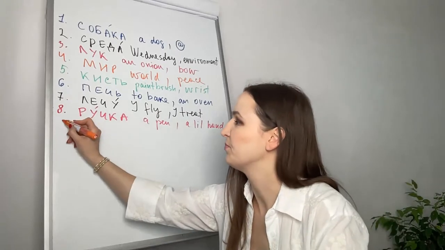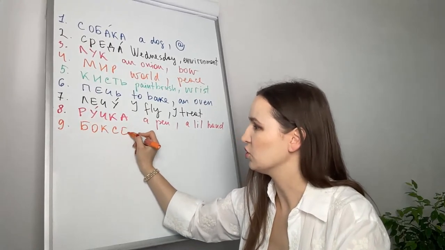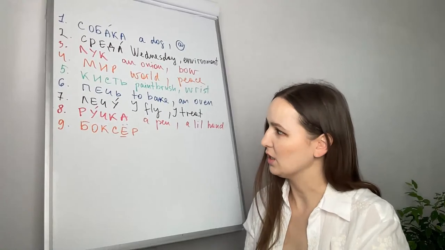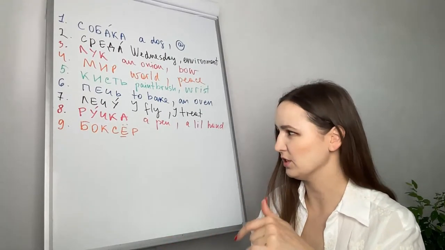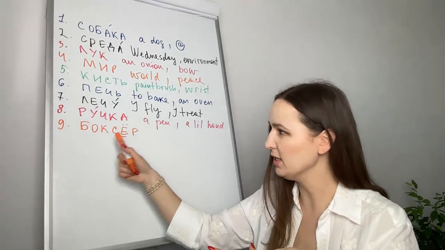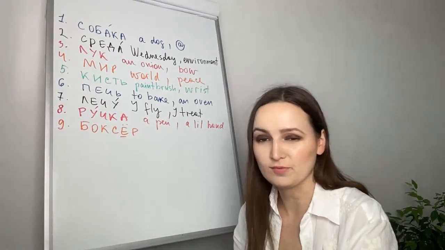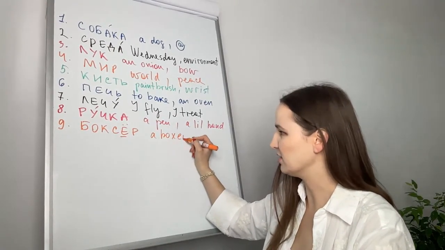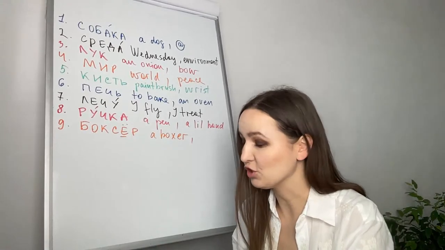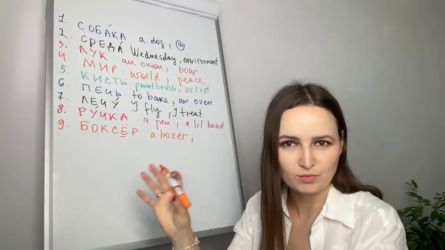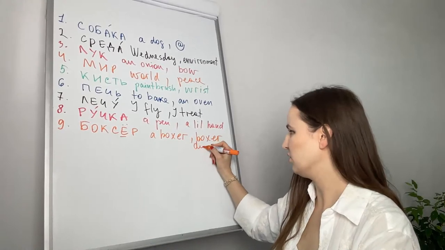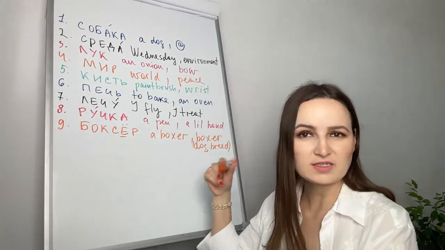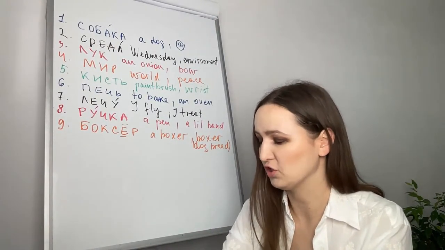Дальше. Боксёр. Йо is always stressed in a word. Боксёр has two meanings as well. If you speak English or your native language is English, in English we have the same situation with this word. It has two meanings, like in Russian. So, боксёр. What is this? A boxer, of course, a fighter. Or another meaning is boxer, a dog breed. Don't like these dogs, they're scary. A boxer or boxer, a dog breed. Боксёр in Russian.